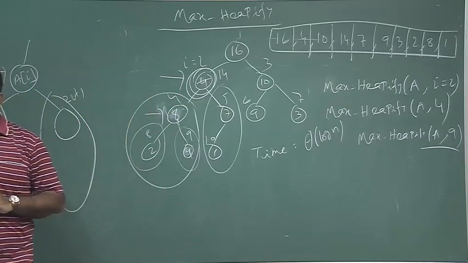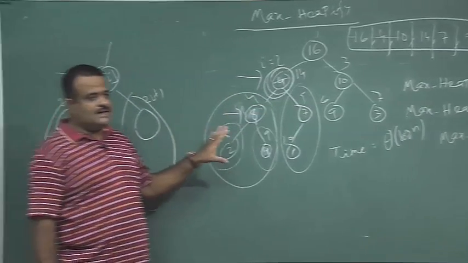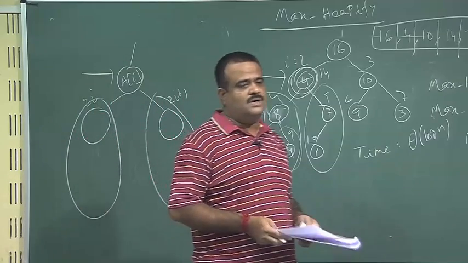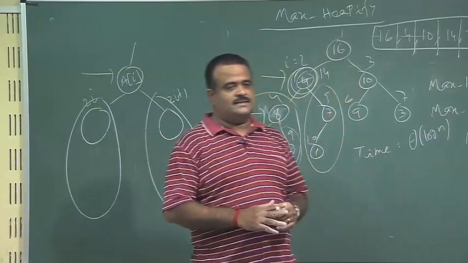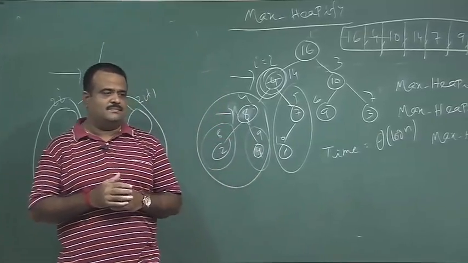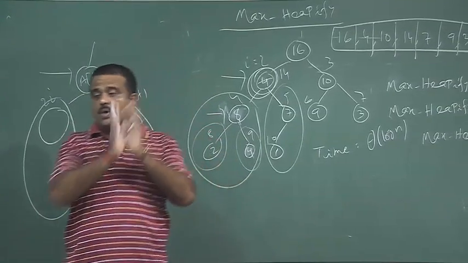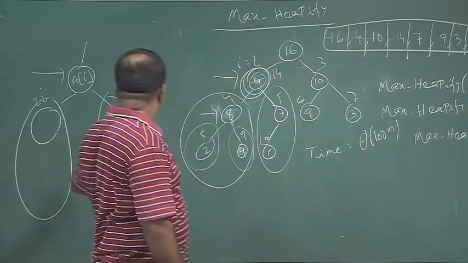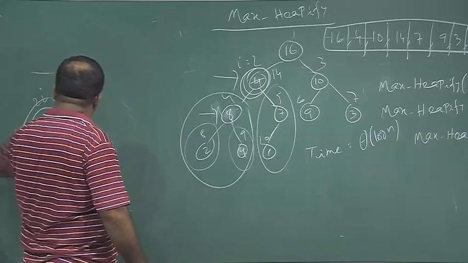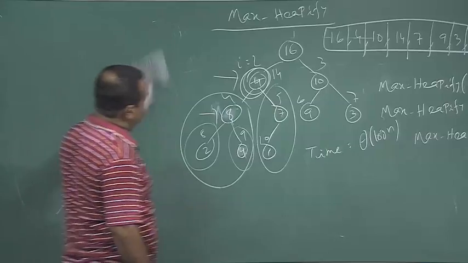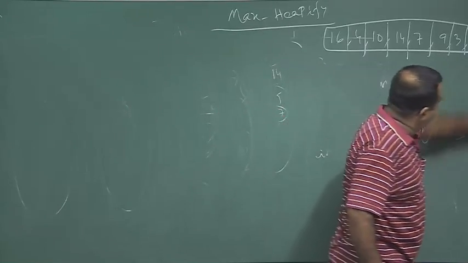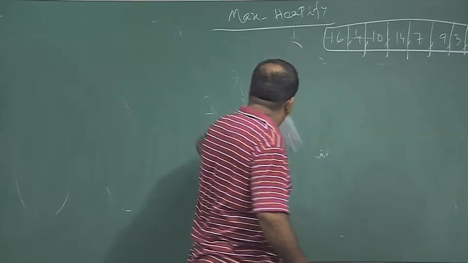So, this is the Maxify subroutine, but it can handle only one violation, when the left part of the array and the right part of the array both have the Max-heap property. Okay. So, now how can we use this to build a Max-heap array? That we will now discuss.